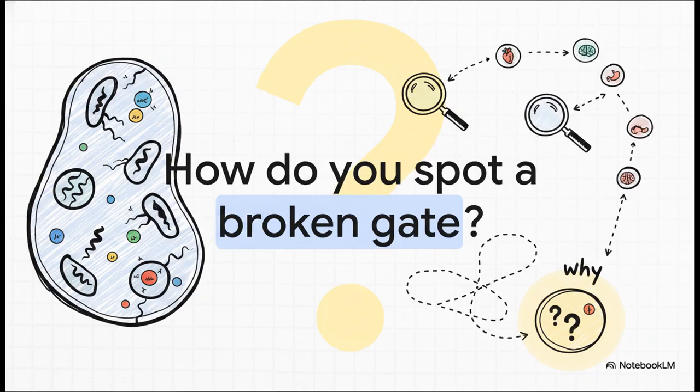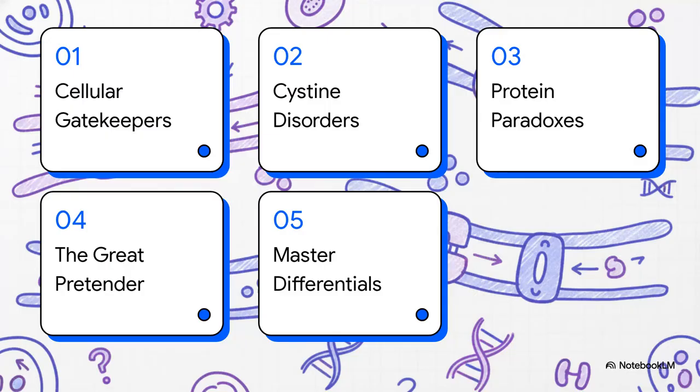We're basically going to trace the broken plumbing of the cell to figure out exactly why our patient is sick, working all the way from a microscopic defect up to a macroscopic systemic symptom. Okay, here's our structured roadmap to separate these look-alike diseases. We've got 1. The cellular gatekeepers, 2. The two cysteine disorders, 3. The protein paradoxes, 4. The great pretender, and finally, 5. Master exam differentials. Let's jump right in.